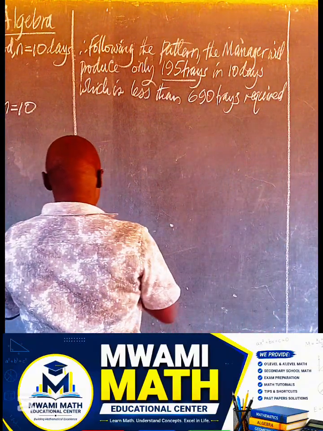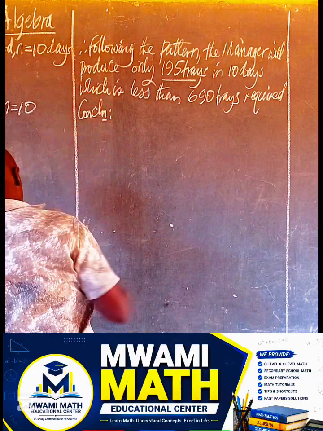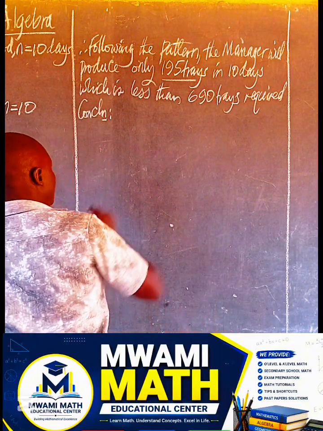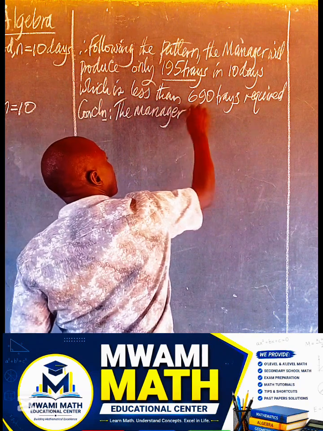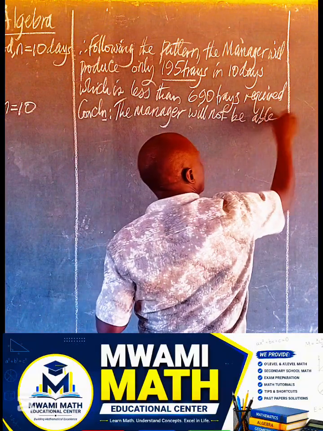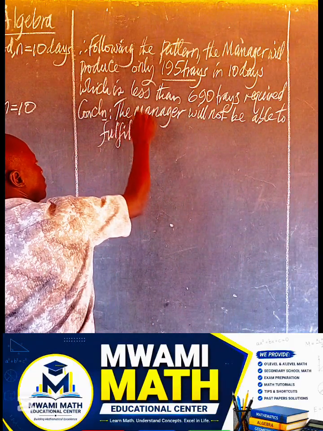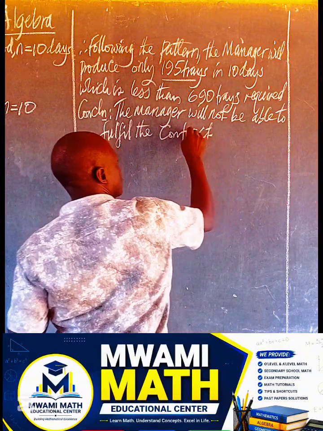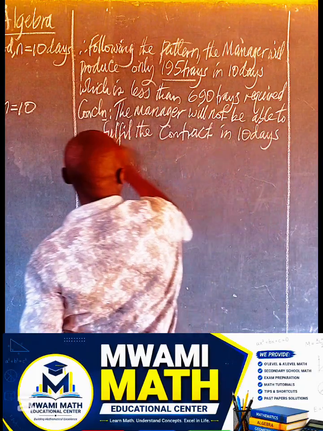Okay? Then, in conclusion, we can say the manager will not be able to fulfill the contract in 10 days.